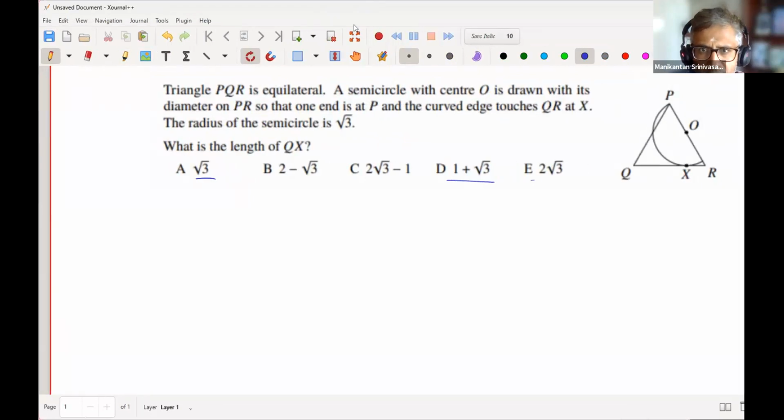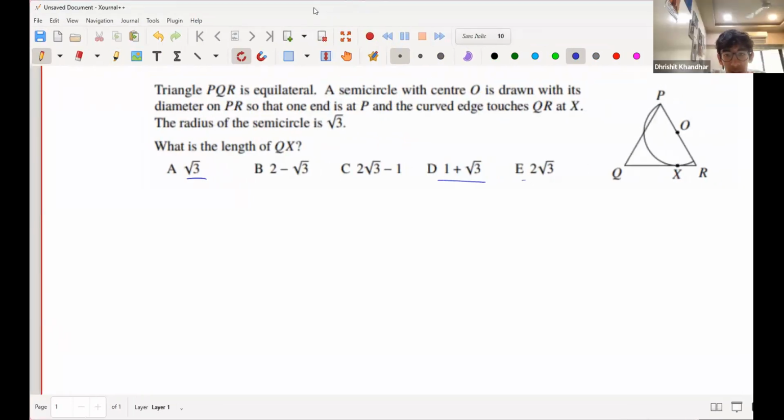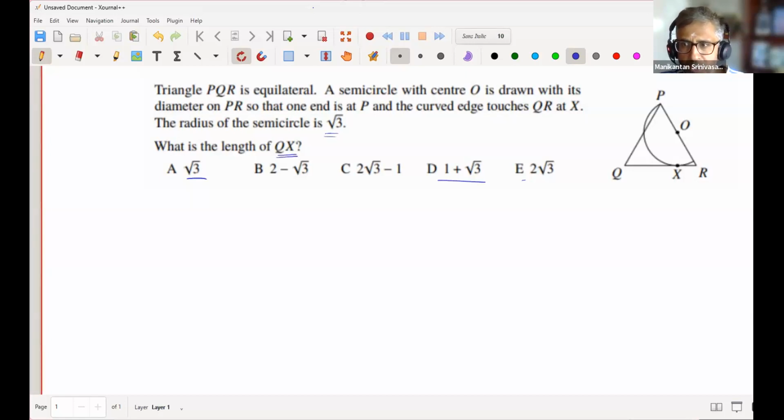Drishit, what did you get? So I got D as well. You got D as well. Okay. Again, let's see whether we can use some basic thing here. QX is what he's asking. The radius of the semicircle is root 3, so this itself is root 3. And the diagram is drawn reasonably to scale. Ananya, do you agree? This length definitely looks longer than OX. So the answer has to be more than root 3, right?